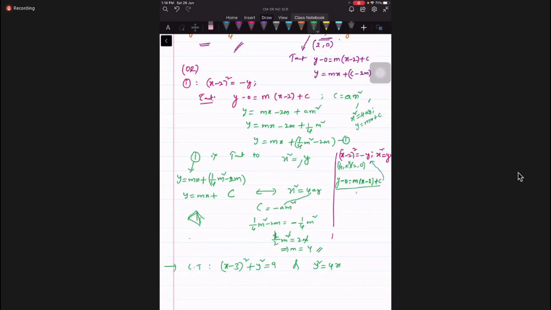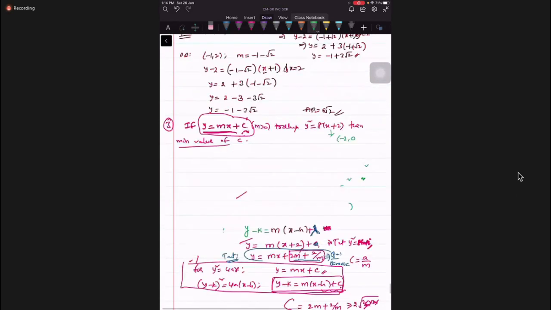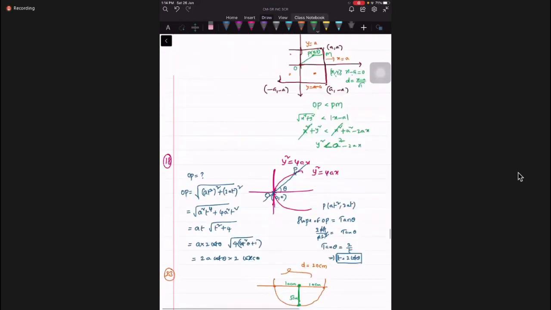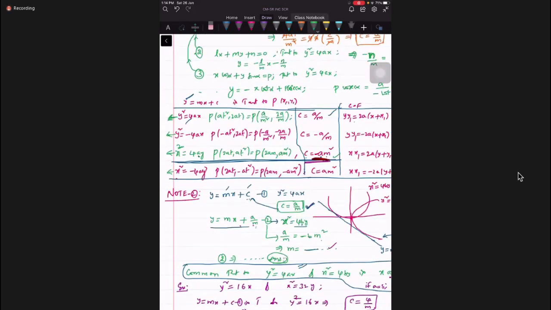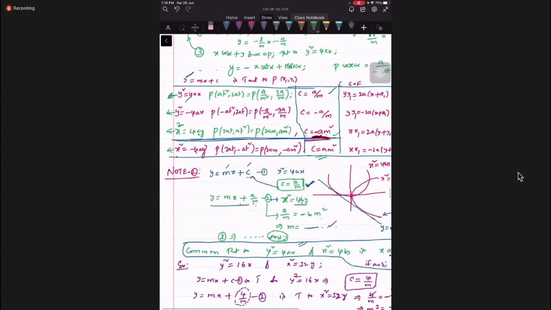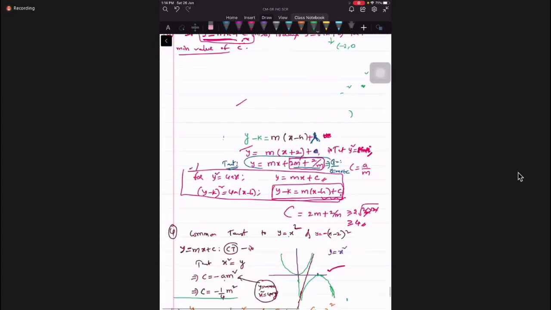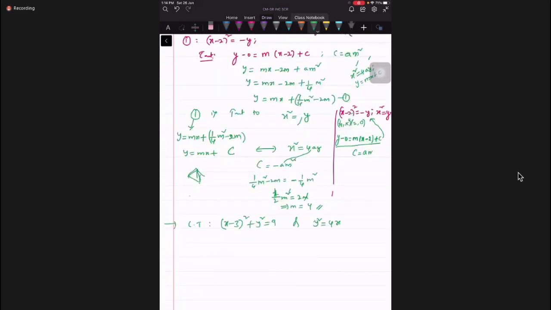Means what is the condition, students? c equal to minus a m square. What kind of parabola is it? See the table. Okay, in this table, if you see, the parabola we are discussing is the fourth model, right? Fourth model, right, students? Yes, sir. What is the condition then? c equal to minus a m square, to apply for c. So c equal to minus a m square.